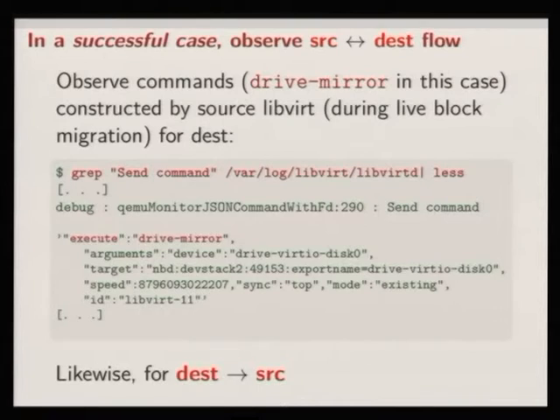In a successful case, to understand what's going on behind the scenes, you could grep through the libvirt daemon log to see what kinds of commands libvirt is asking QEMU to construct. So you could see the drive mirror command. If you were paying attention a few minutes ago, we saw the drive mirror command when we enumerated a list of commands via the QEMU monitor command. This is where you could see the invocation that the source libvirt daemon uses to talk to the destination, where there's an NBD, a network block device server running, which is taking all the data that's sent from the source libvirt daemon. So this is on the source host that I grepped for. Likewise, you can do that on the destination and see what's going on there.